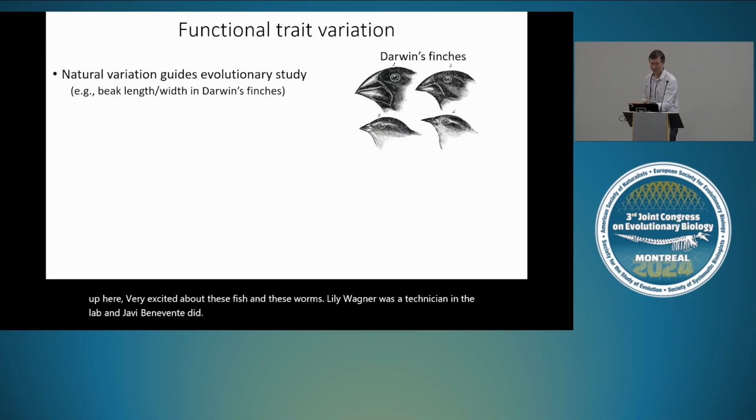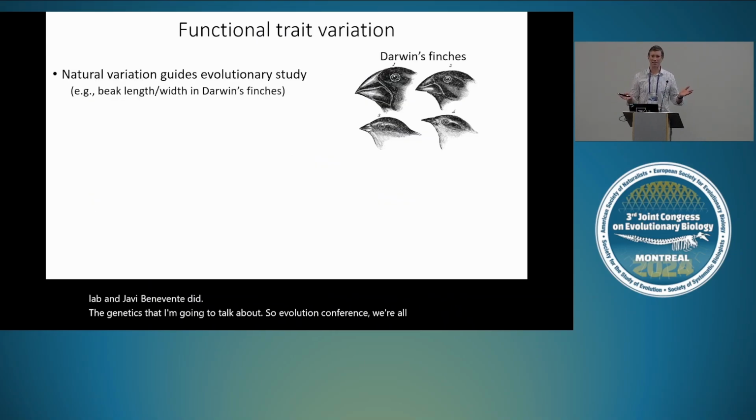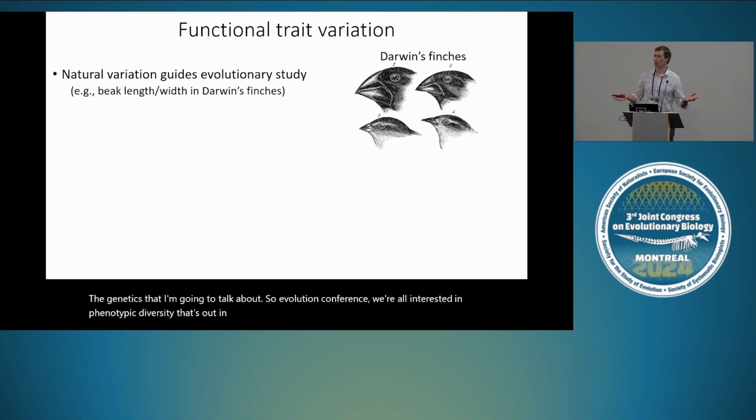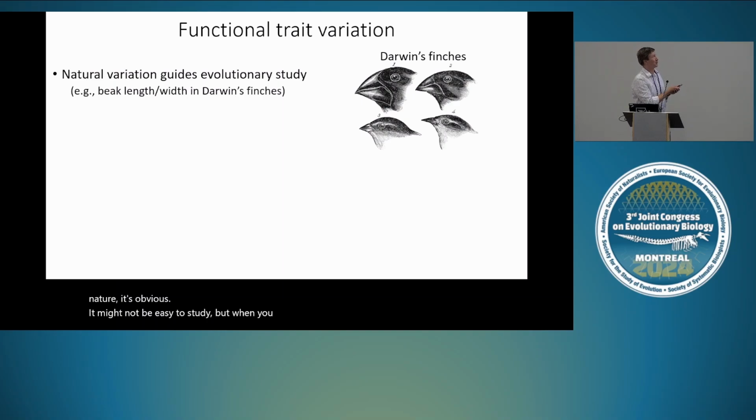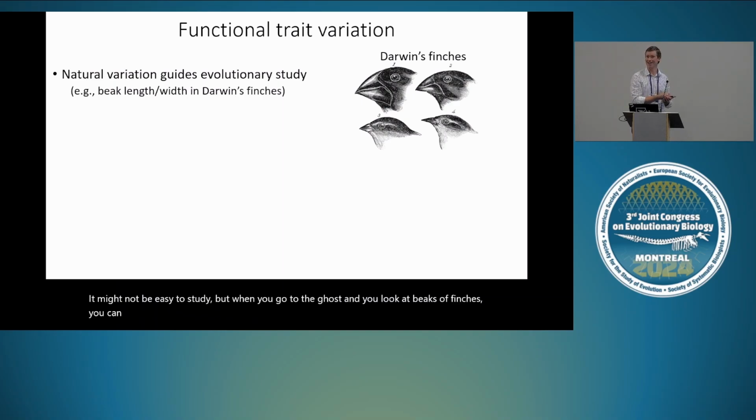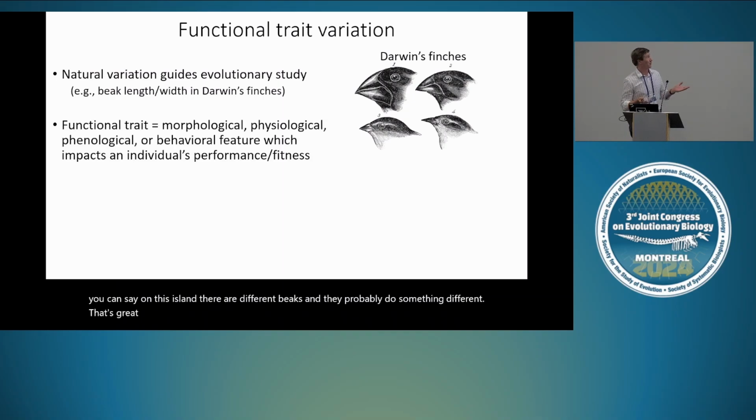So, evolution conference, we're all interested in phenotypic diversity that's out in nature, and sometimes when we look out in nature, it's obvious. That might not be easy to study, but when you go to the Galapagos and you look at beaks of finches, you can say on this island there are different beaks, and they probably do something different. That's great. But how do we want to classify this kind of variation?